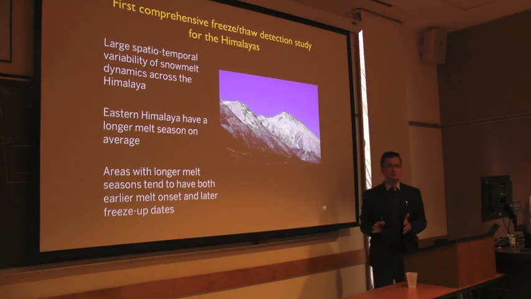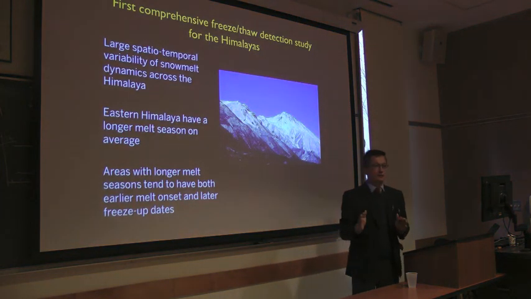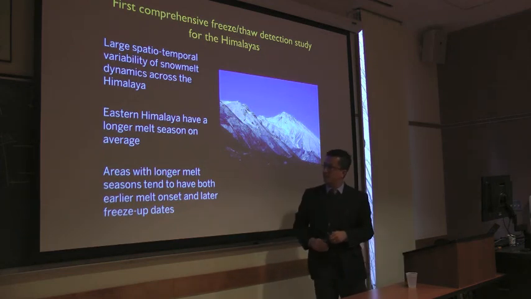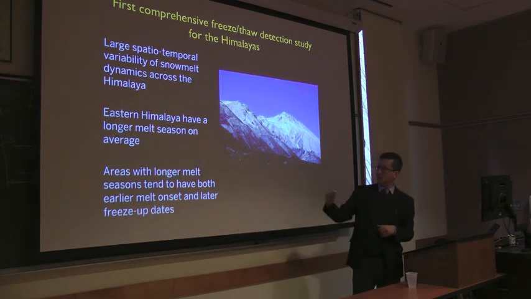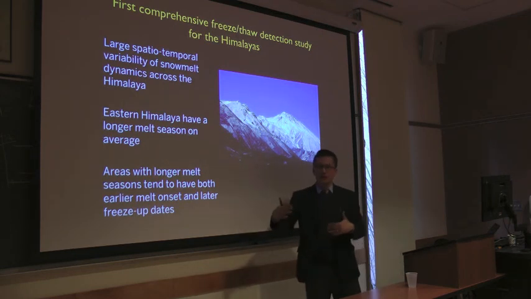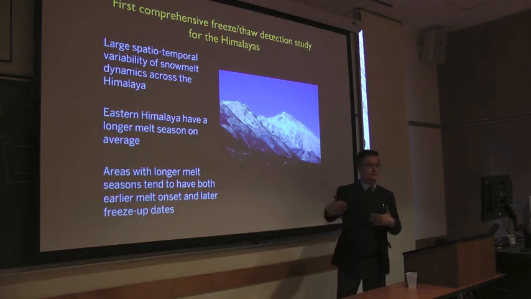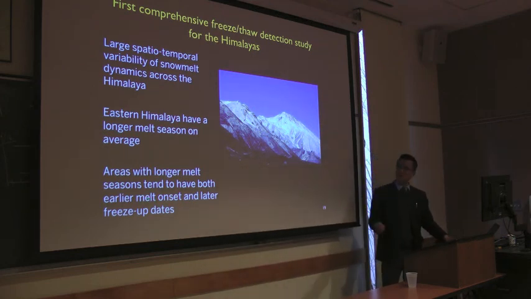So in summary, this was the first paper that mapped snow melting processes for this entire region, for the entire Himalayan region at least. And again, there are fairly clear conclusions that I already mentioned earlier. Areas that have a longer melt season also tend to melt earlier and also tend to freeze later, typically in the Eastern Himalaya.